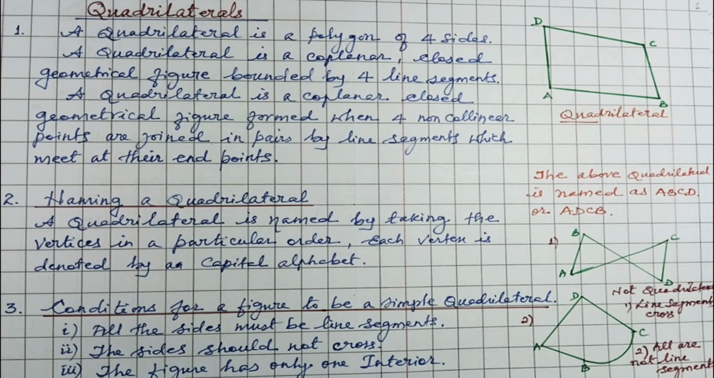A quadrilateral is a coplanar closed geometrical figure formed when four non-collinear points are joined in pairs by line segments which meet at their end points. So, this figure is a quadrilateral.